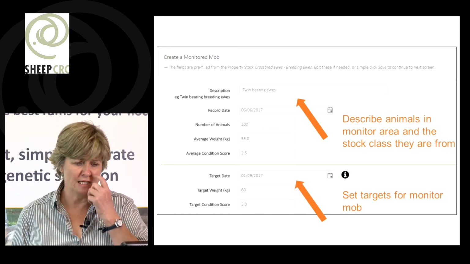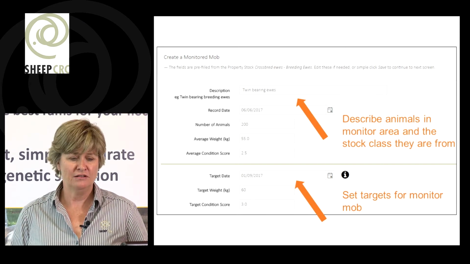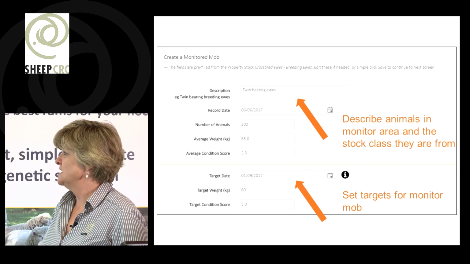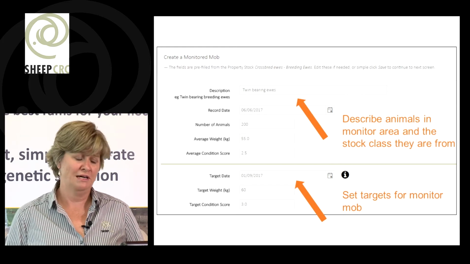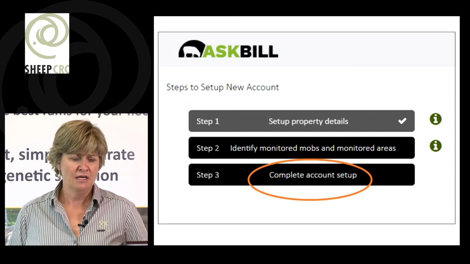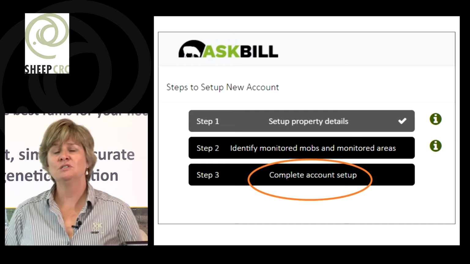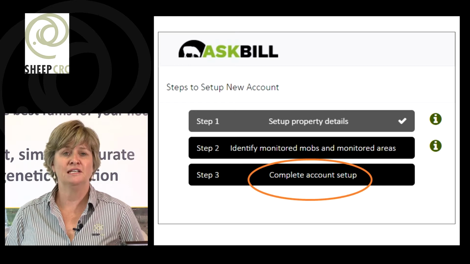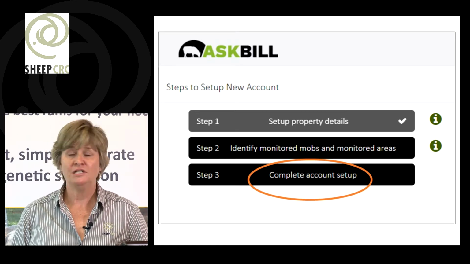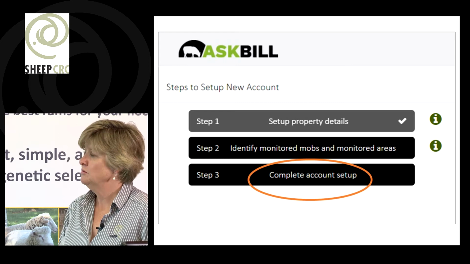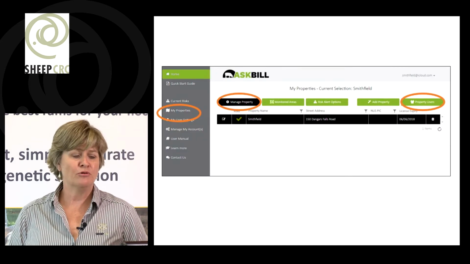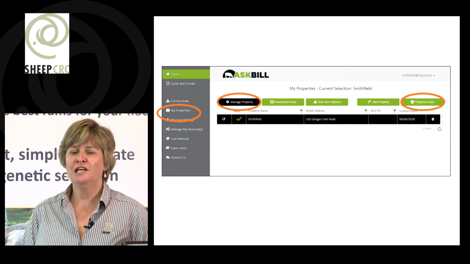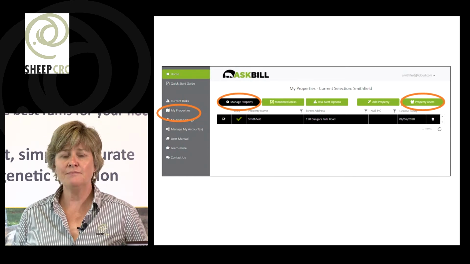So once again, just describing the animals in the monitored area and the stock class that they come from, and setting targets for monitoring that mob for the next 3 months. So that completes step 2, which is putting in the monitored mobs and monitored areas, and now you just click on complete account setup and you're pretty much ready to go using ASKBILL. So at any time you can come back to the My Properties area and select Manage the Property, and you can edit any of the inputs that you've just made to set up.